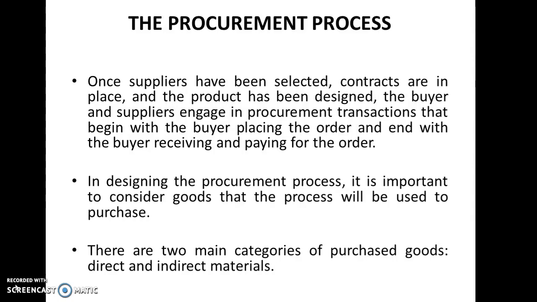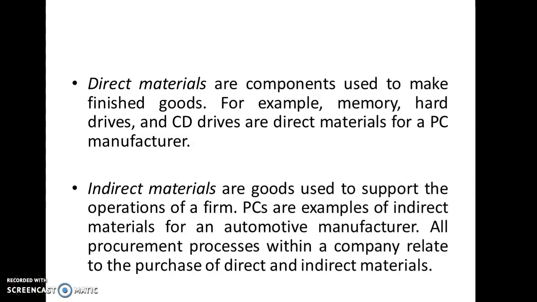In designing the procurement process, it is important to consider the goods that the process will be used to purchase. So, in designing the procurement process, we have to consider the nature of goods that is going to be purchased from the supplier. There are two main categories of purchased goods: direct and indirect materials. Direct materials are components used to make finished goods. For example, for a PC manufacturer, memory chips, hard disk, and CD drive are direct materials.